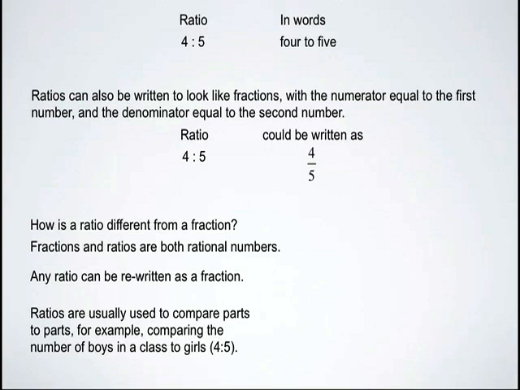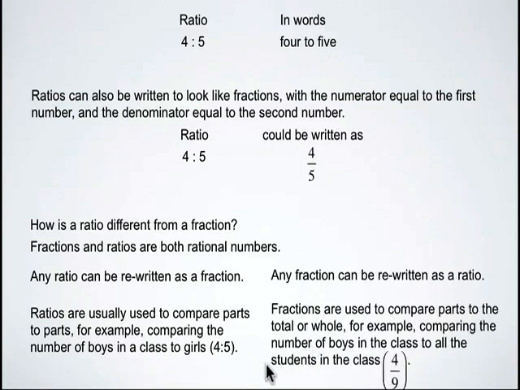For example, comparing the number of boys in a class to girls in a class. So the comparison could be made 4:5. There are 4 boys to every 5 girls in the class. But any fraction can be rewritten as a ratio.